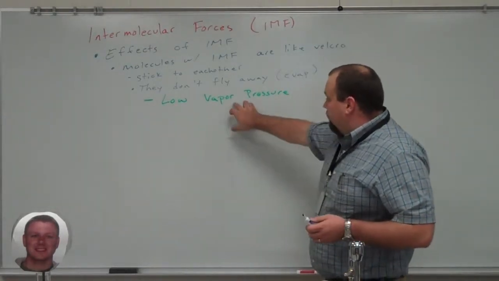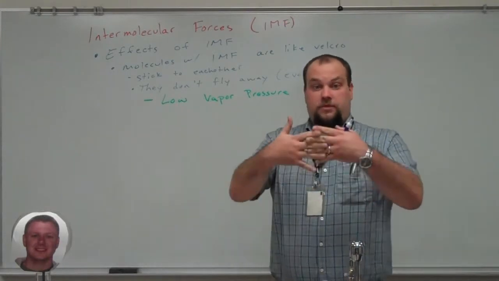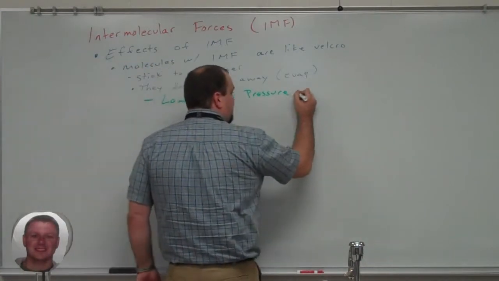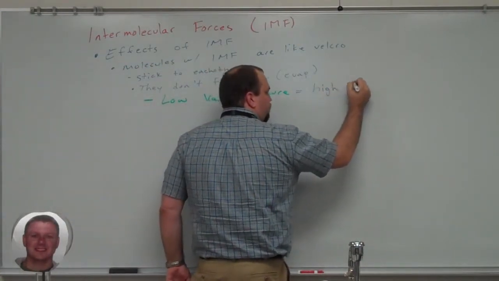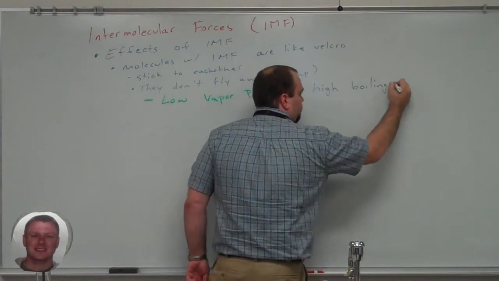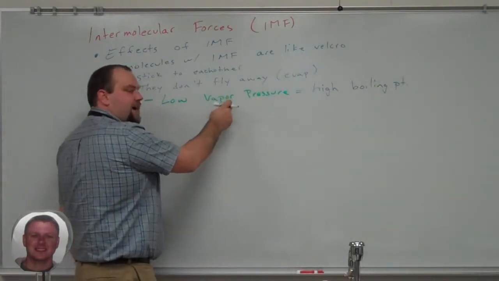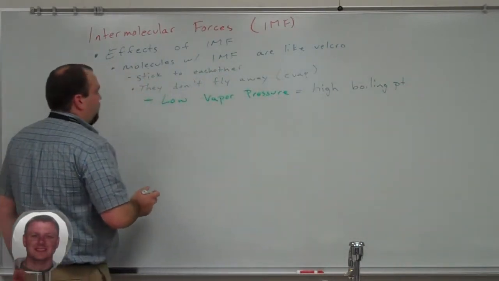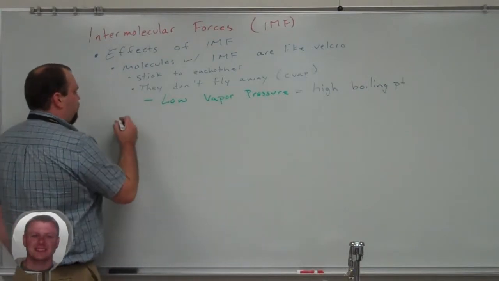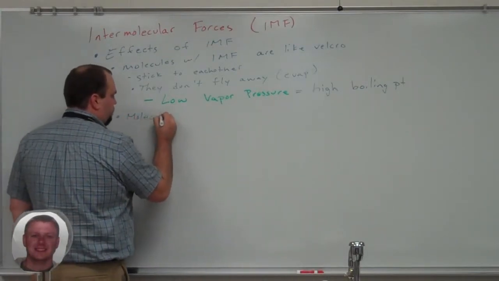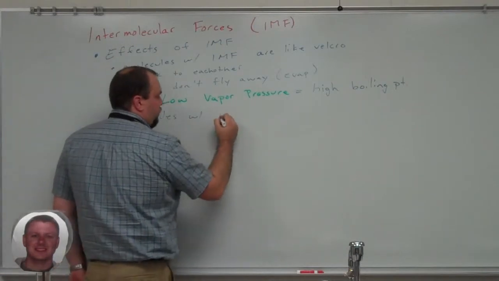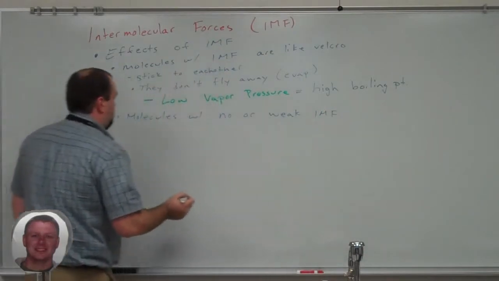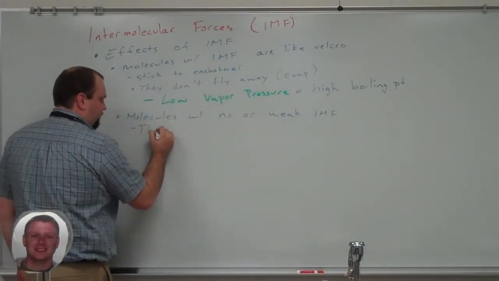A low vapor pressure means that the substance doesn't boil. Low vapor pressure is the same thing as a high boiling point. Low vapor pressure means there's not a lot of vapor, so it doesn't boil. Whereas molecules with no or weak intermolecular forces, they fly away.